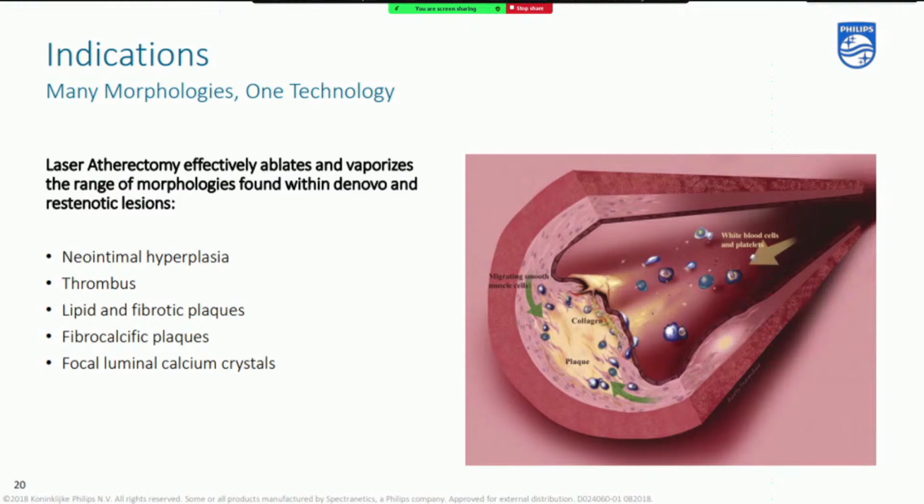So what does the laser actually do? I like it because it's quite easy to use, although the capital equipment is quite expensive, but it can treat neointimal hyperplasia. It can treat thrombus, what we just have seen with my patient. It can treat lipid and fibrotic plaque material and fibrocalcific plaques and focal luminal calcium crystals. What it can't do really is really hard calcium.